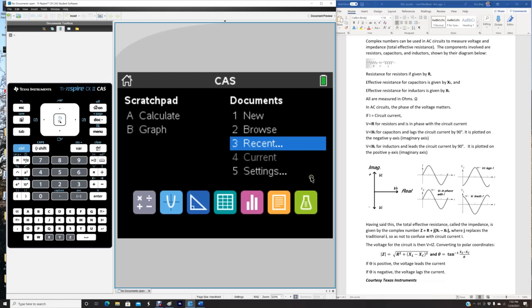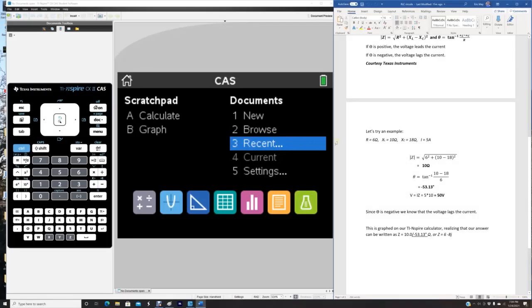Now converting to polar coordinates, that gives us Z, the positive absolute value, equals the square root of R squared plus X sub L minus X sub C, squared. And then theta, the phase, is the inverse tangent of X sub L minus X sub C over the resistance R. So if this theta angle is positive, we say that the voltage leads the current. And that would be if it was in this area here. If theta is negative, the voltage lags the current. In that case, we would have a graph somewhere in this range here.